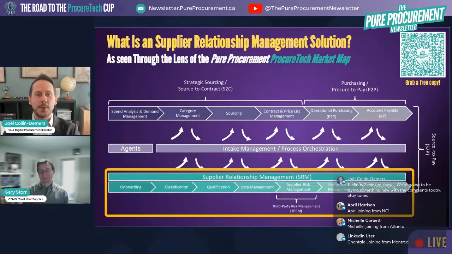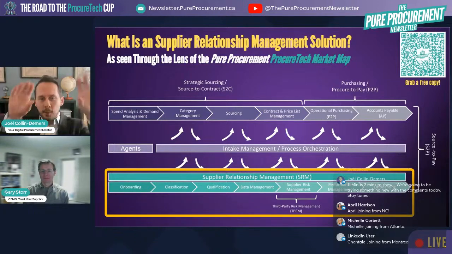All right. So just before we hop into our discussion here, I just want to make sure to level set with everybody. What's an SRM solution? I bring this map up every week. We've got our pure procurement processes, no pun intended, at the top here, where we've got spend analysis, category management, sourcing, contract management, operational purchasing, or P2P, and accounts payable.